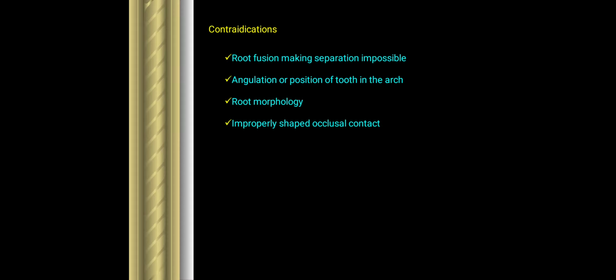The contraindication for the root resection is fused roots. It will be impossible in such a case to separate the roots. If roots are angulated or canals are narrow, then in such cases root resection will be difficult or impossible, due to the presence of the mandibular canal or inferior alveolar nerve just below that. If root morphology is not feasible for the root resection, then it is also a contraindication. Improperly shaped occlusal contacts are also a contraindication.